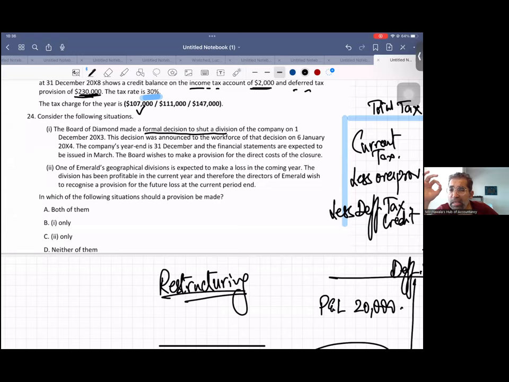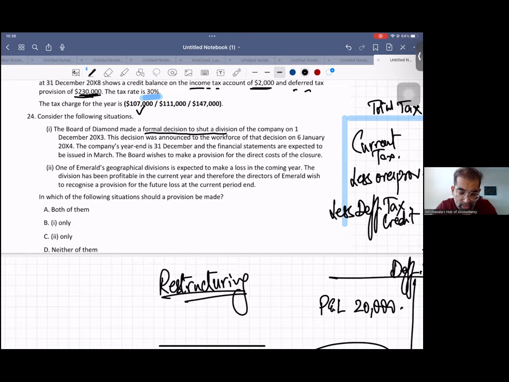For restructuring provision, there were two criteria. Number one, we must have a formal plan. The second thing is you have created valid expectation in those who are going to be affected, right? So number one is the formal plan, and number two is the announcement or valid expectation communication. Yes. So now read, these 2 points are important. Both of them must be met before the year end.